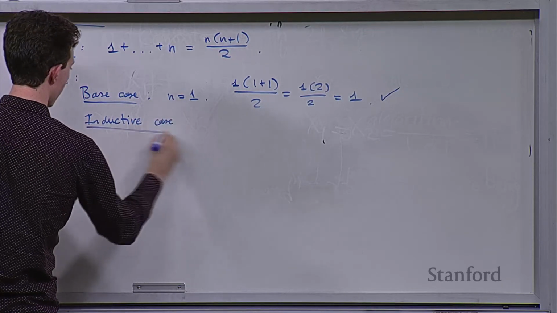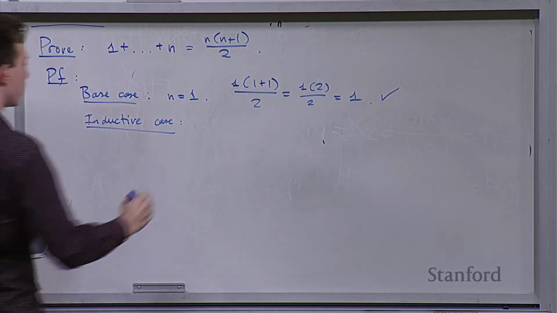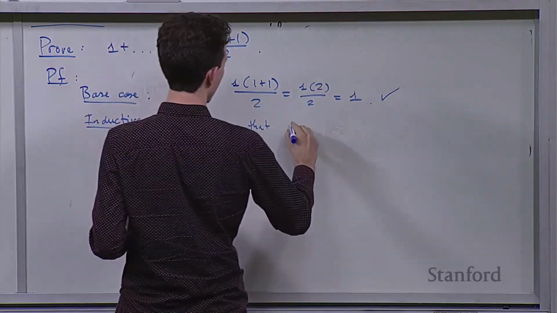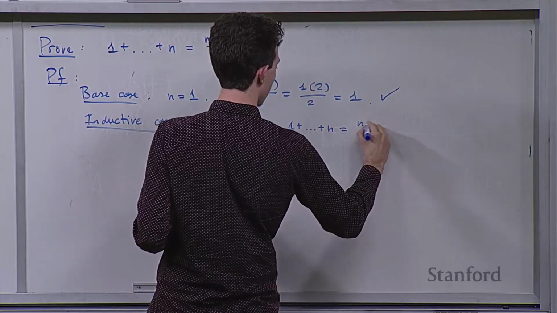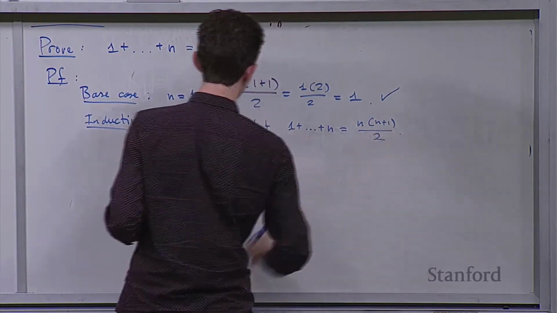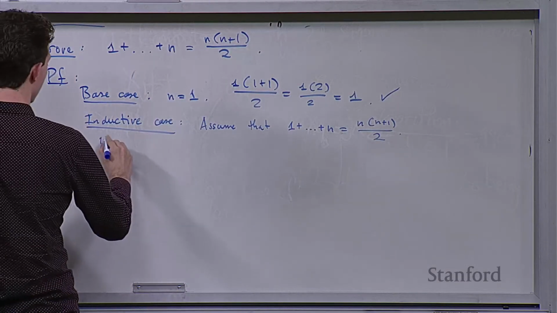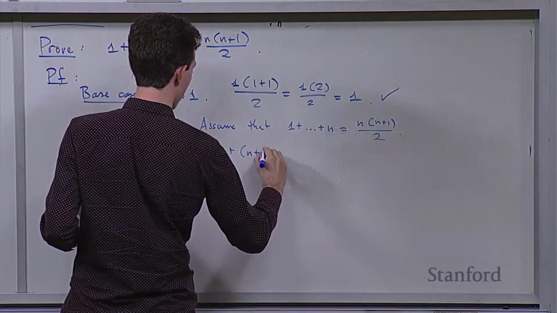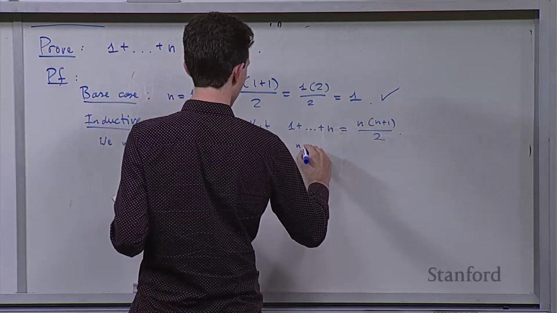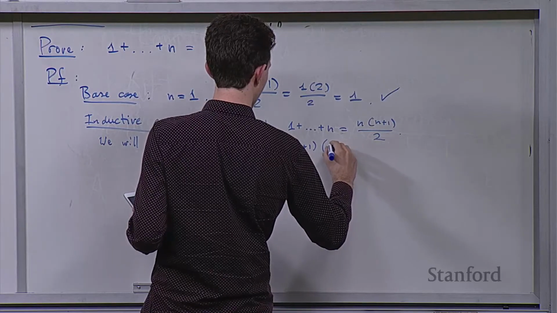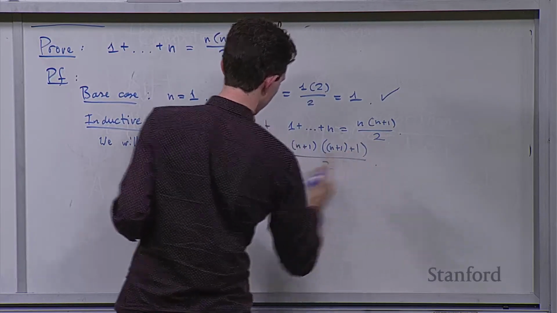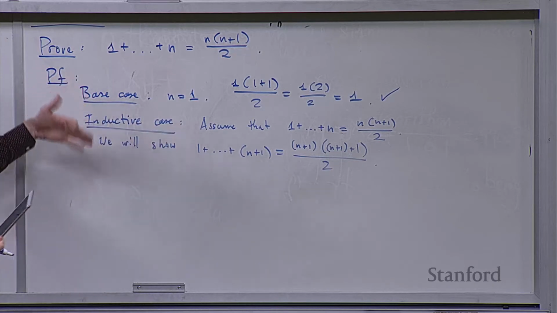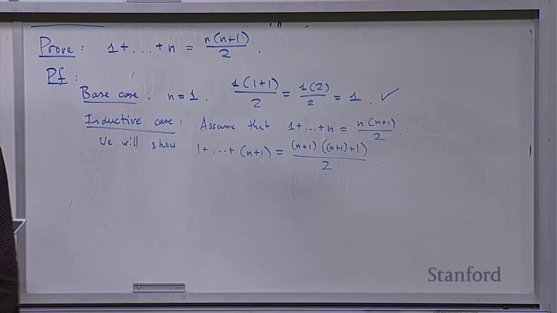Now let's look at our inductive case. The way this works is we say, assume that 1 all the way up to n sums up to the thing we want it to. What we want to show now is that 1 plus everything up to n plus 1, the next bigger case, is equal to (n plus 1) times (n plus 1 plus 1) over 2. That's what we want to show. And if we can show this, we just apply this reasoning forward from the inductive case, and then we'll be done.